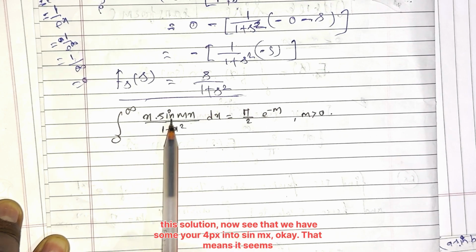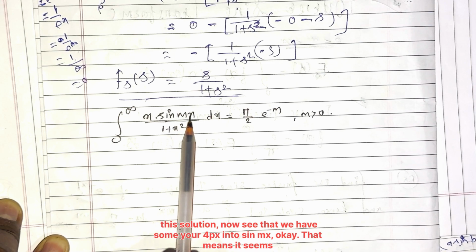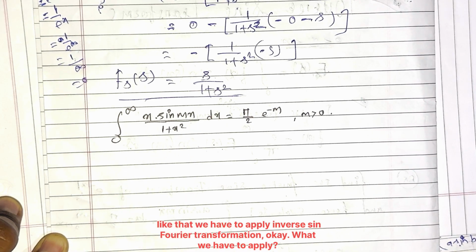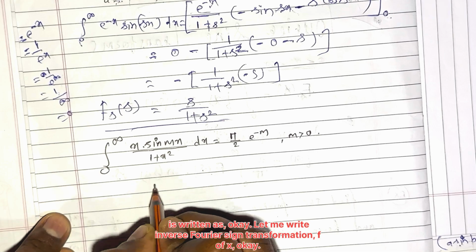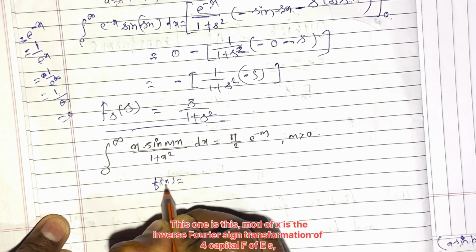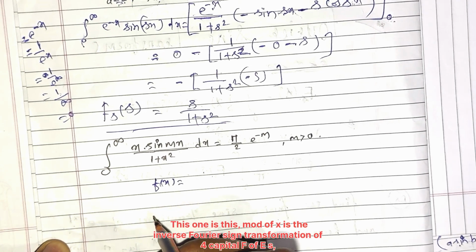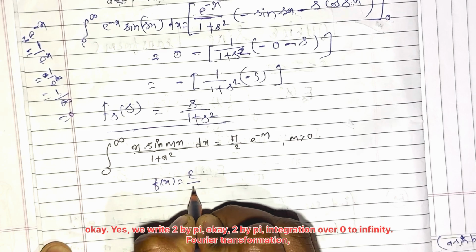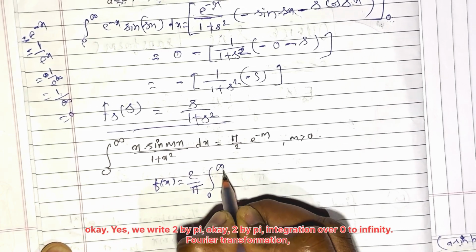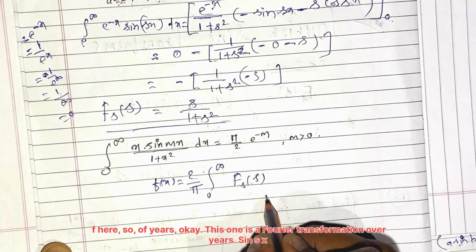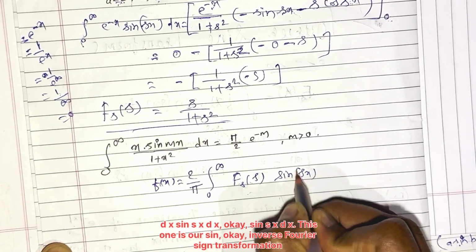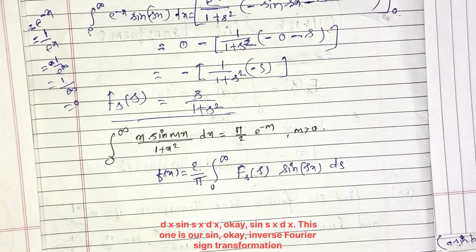So for finding this solution, now see that we have some f of x into sine mx. That means it seems that we have to apply the inverse Fourier sine transformation. And the inverse Fourier sine transformation is written as, let me write it, small f of x is the inverse Fourier sine transformation of capital F of s here. Yes, we write 2 by pi, integration over 0 to infinity of the Fourier transformation F s of s into sine sx ds. This one is our inverse Fourier sine transformation formula.